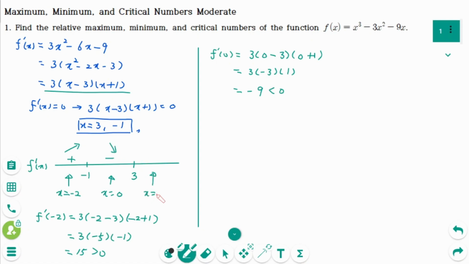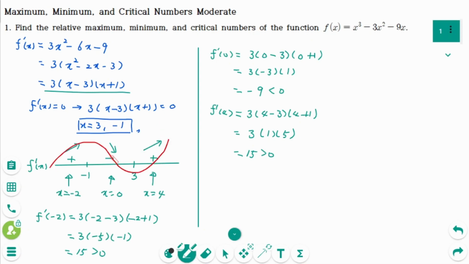When the testing number is 4, then f prime of 4 equals 3 times 4 minus 3 times 4 plus 1 is 3 times 1 times 5 is 15, which is positive. Then the curve is like this. Relative maximum at x equals minus 1 and relative minimum at x equals 3. Then use this.